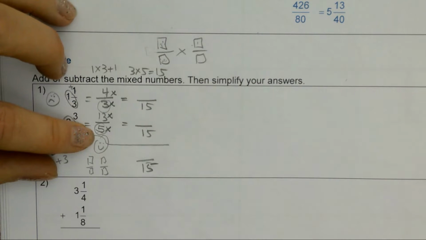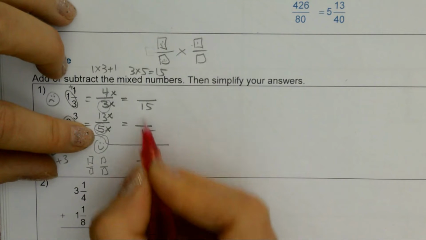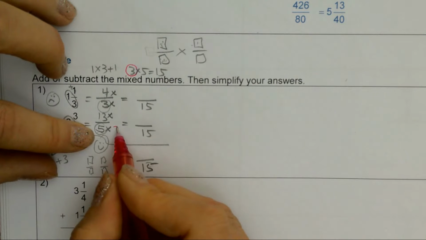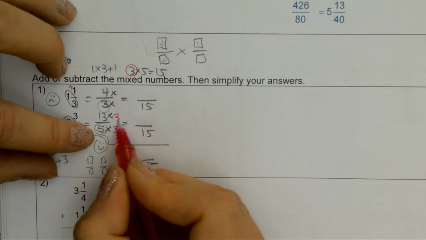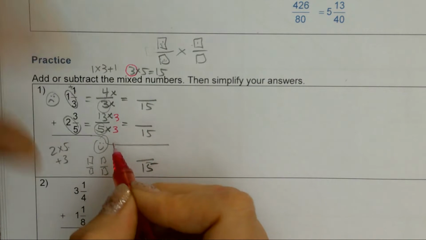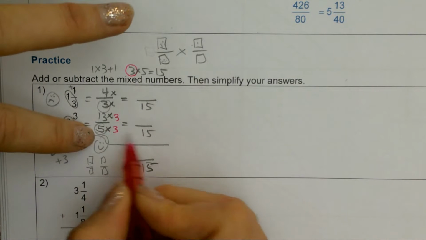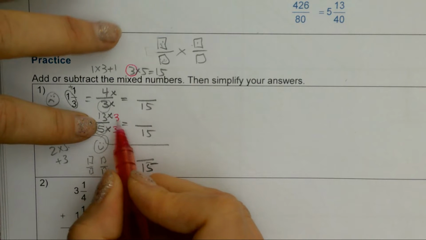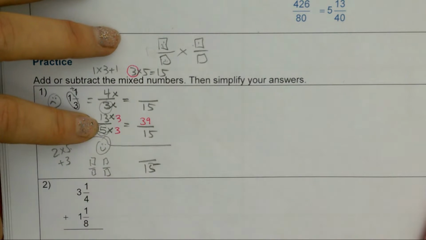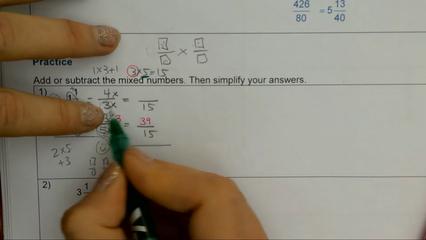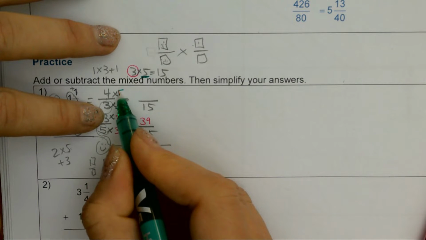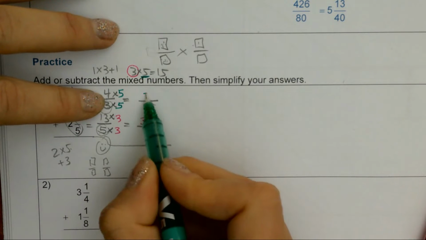So 5 times what is 15? 5 times 3 is 15. So always use the same numbers. And this is exactly what we did in the last video. So 5 times 3 is 15, 13 times 3 is 39. 3 times 5 is 15, so we use 5 here. And then 4 times 5 is 20.